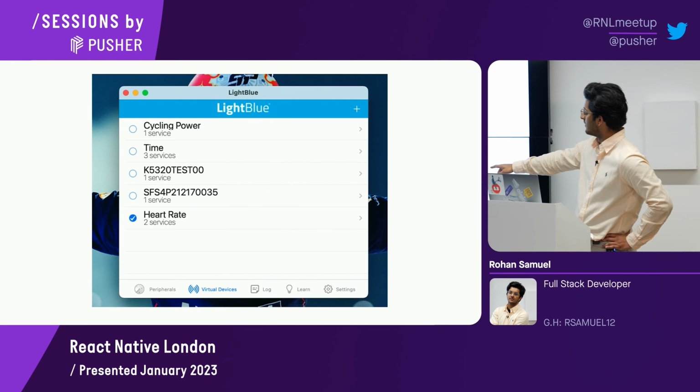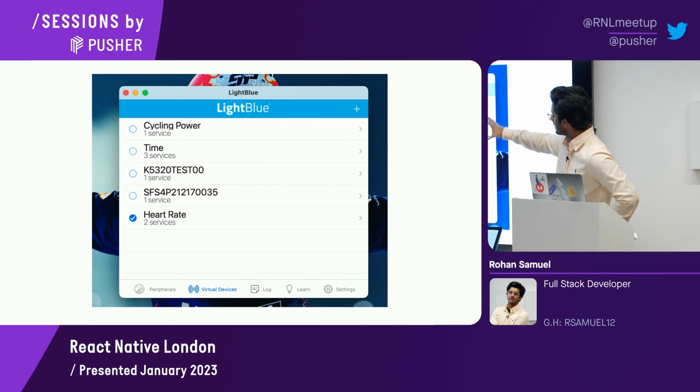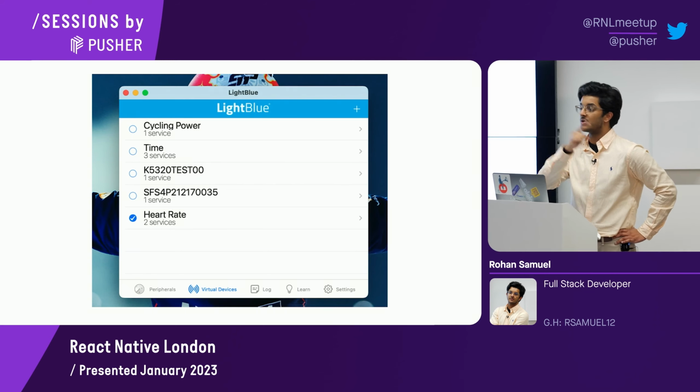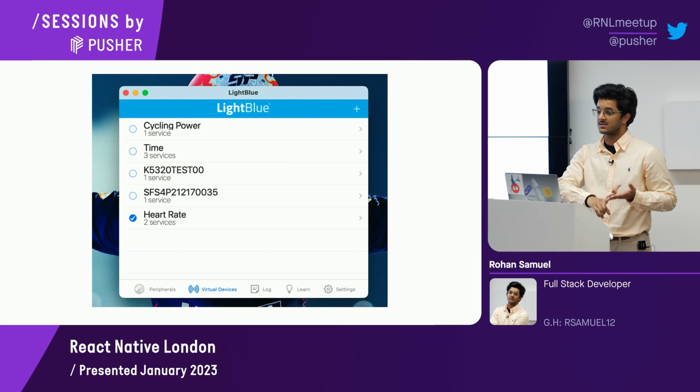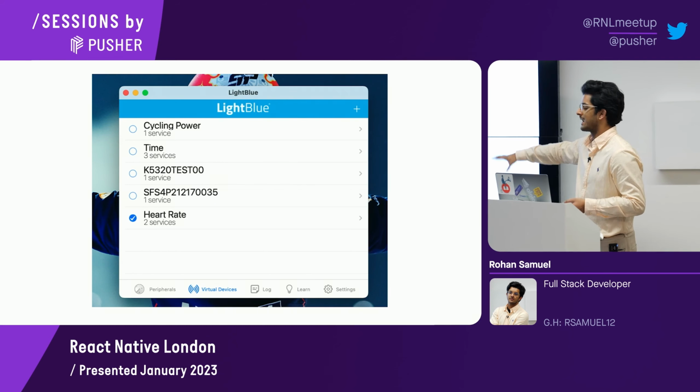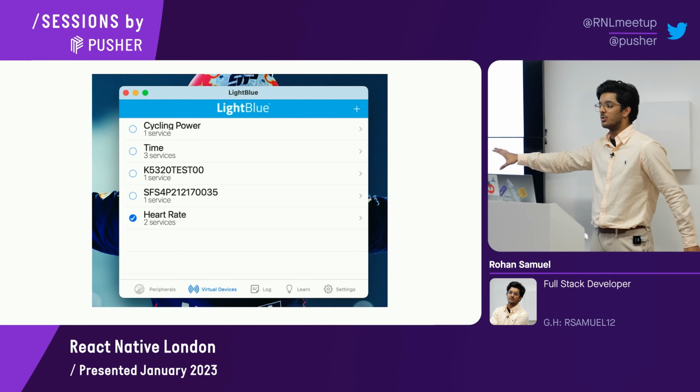it can provide some virtual devices already provided by LightBlue. In this case, we've got a heart rate service that's provided by LightBlue, which is where the previous examples for the services and the characteristics came from, because it all came from here. And it emulates how the heart rate would work.